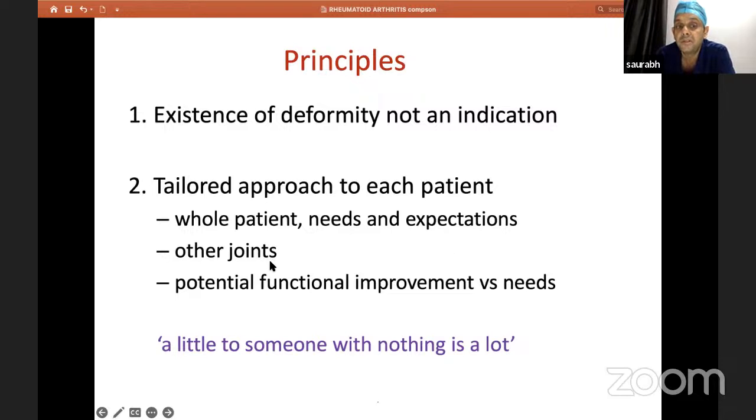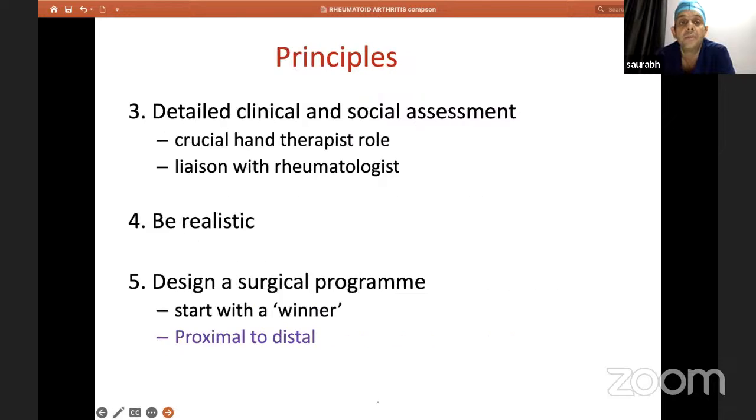Look at the other joints, their hips and knees, atlantoaxial joint, neck joint. And then you have to see how much functionally you can improve them versus their needs. That's very important. Needs are more important than what functional improvement you can bring about. Equally, at the same time, remember, a little to someone with nothing is a lot to them. So if you can help them even a little, that means a world to them.